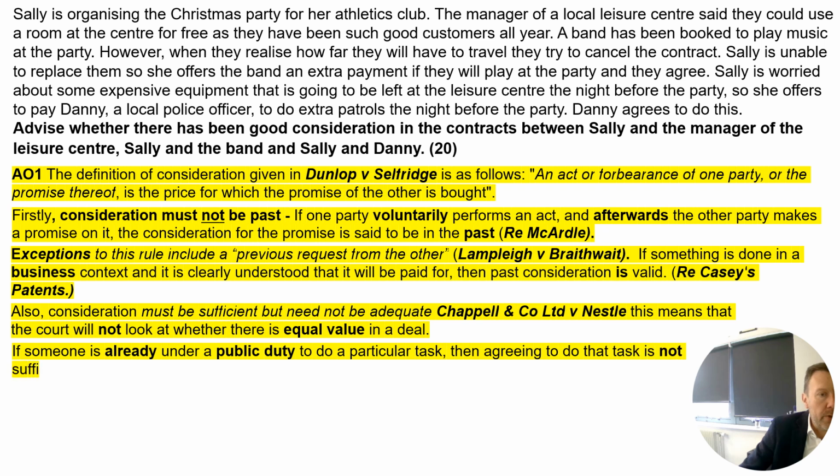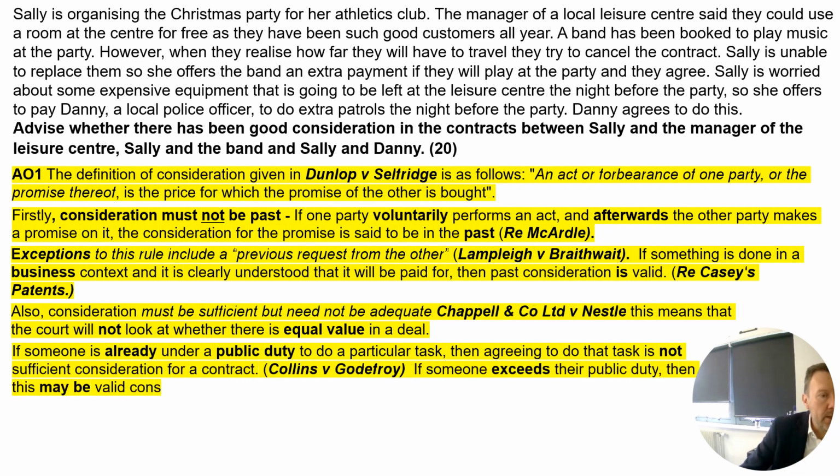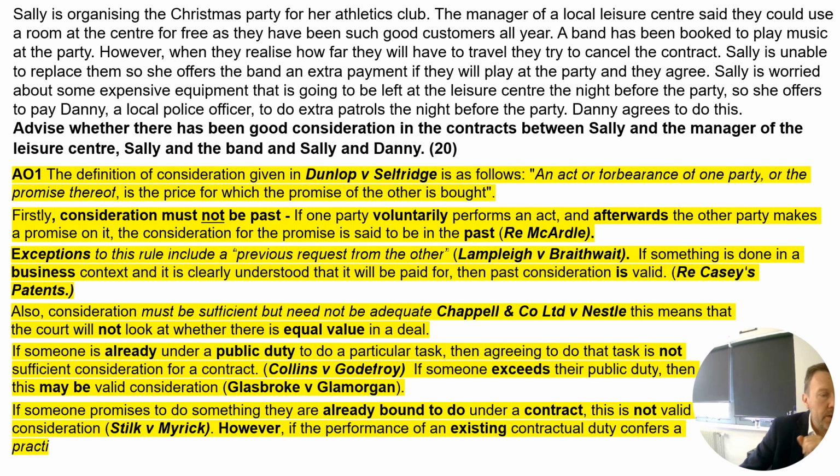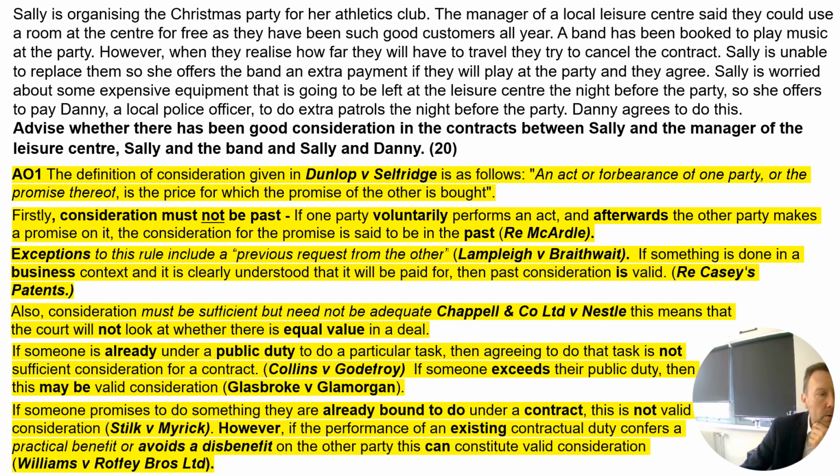The public duty requirement. If someone's doing an existing public duty, then that's not sufficient consideration because they're doing it anyway. There's an exception to that in the fact that they might exceed that duty. And the contractual duty as well, the classic Stilk versus Myrick case. So there is a typical AO1 with the basic rules of consideration, and any exceptions to those rules.